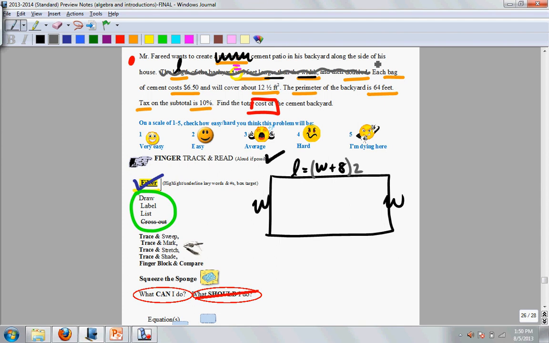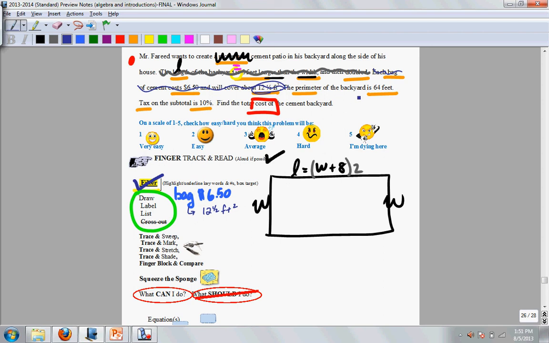Each bag of cement costs $6.50. Now that doesn't go on the diagram, so that goes on what I call a list. So bag of cement costs $6.50. It costs $6.50 and covers, each bag, 12.5 feet squared. So each bag's going to cover 12.5 feet squared. Cross it out.